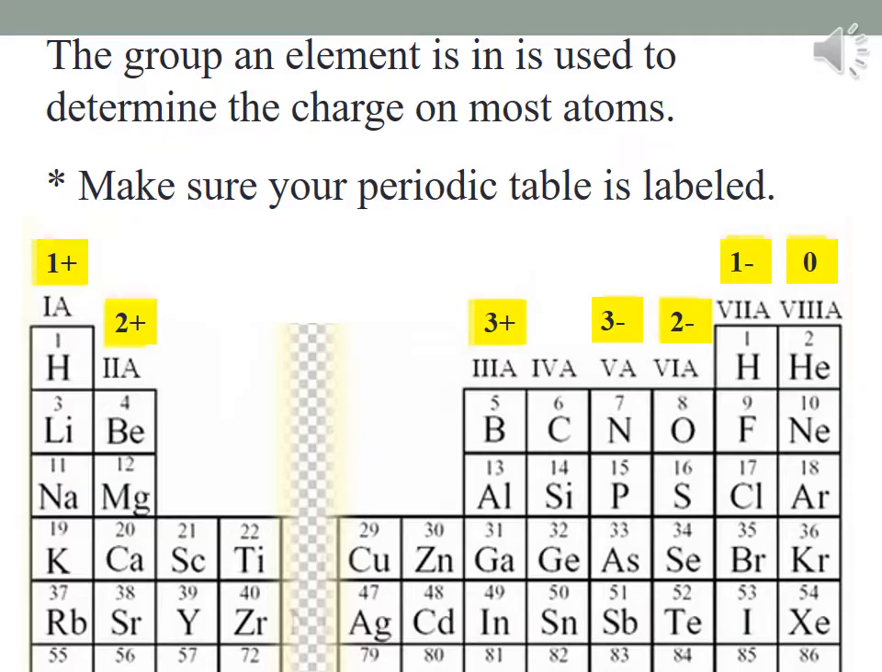So for today's practice and our first practice set after this, we're going to only be using the columns that are labeled on here to find our elements in. So it narrows things down a bit for you.